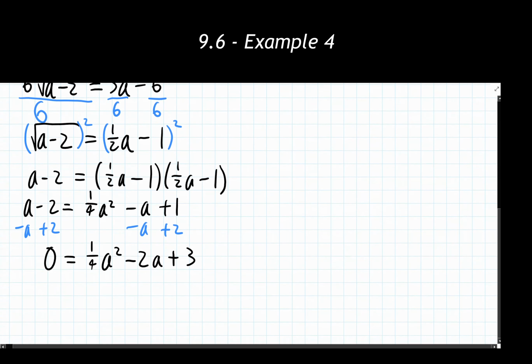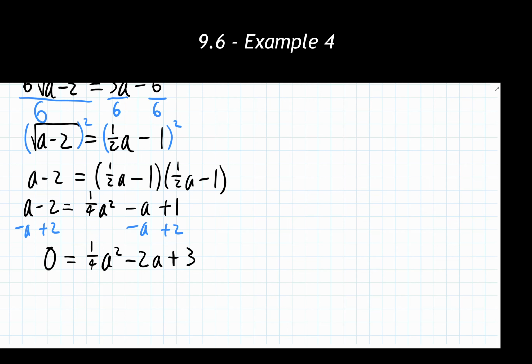From here, I'm not liking that I have this fraction showing up. I want to eliminate that fraction. So what I'm going to do is multiply every single term in this equation by the lowest common denominator of all fractions in the entire equation. Because I only have one fraction, I'm going to multiply everything by 4. We'll make a note of that off to the side here. I'm just going to note the lowest common denominator is 4. So that means that every single term is going to multiply by 4.